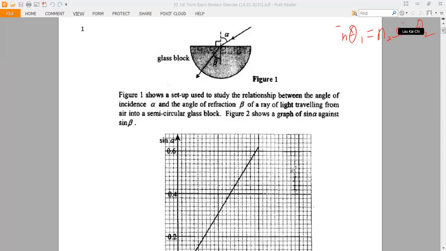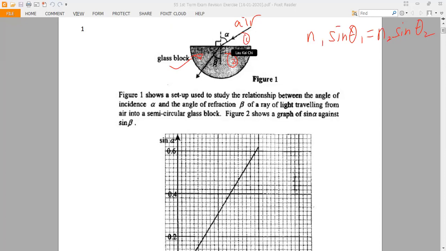It refers to two medium. One of that is medium 1, and in this case, the medium 1, I will take the air. The air is medium 1. The glass block is the medium 2, okay?